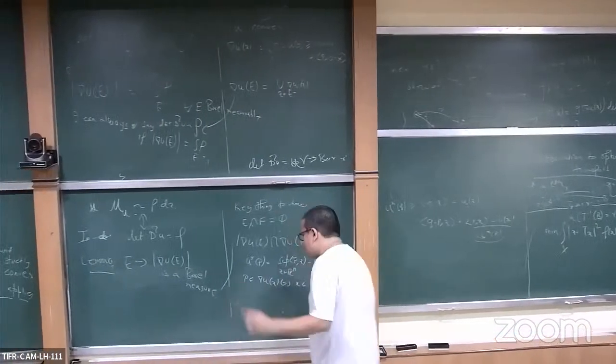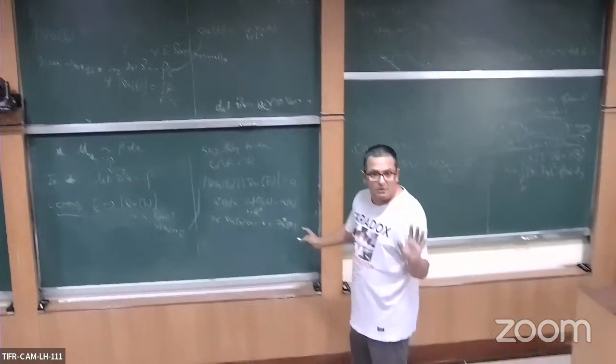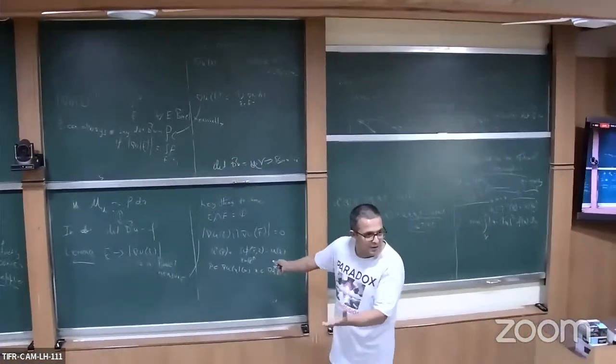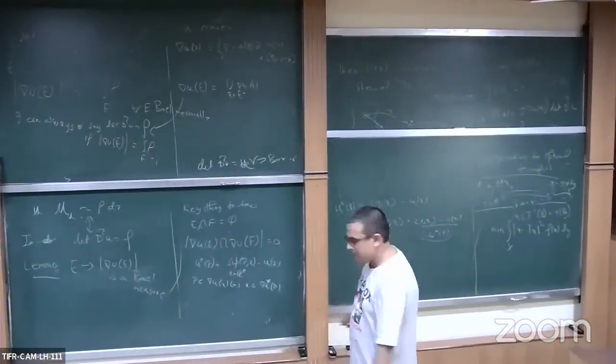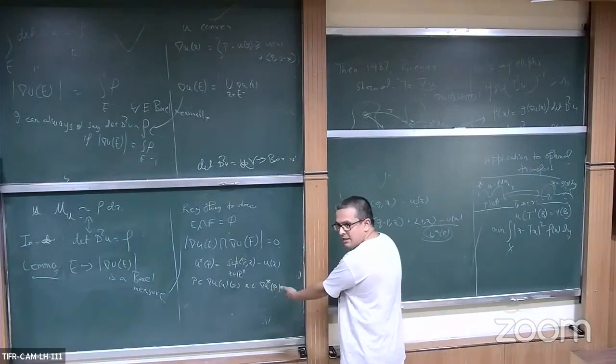Grad of U star. Sorry. Is it clear? I'm very sorry. So this is how it inverts. Otherwise, it makes no sense. Clear? So is this implication clear now?